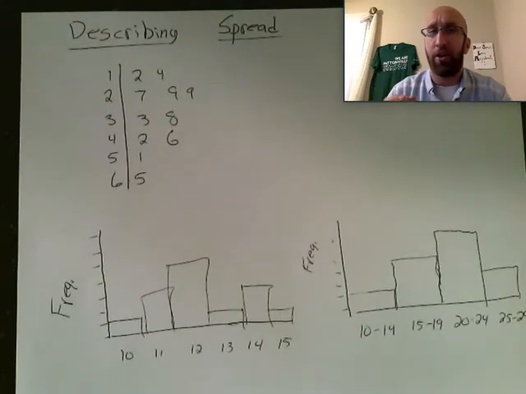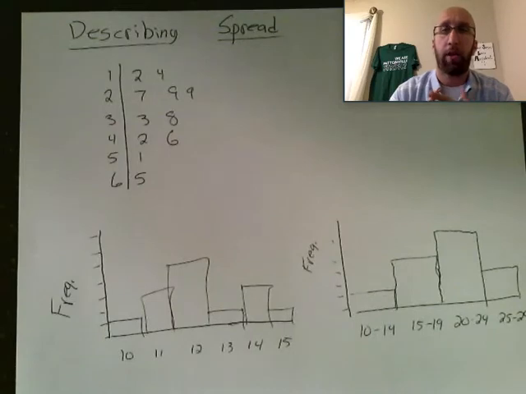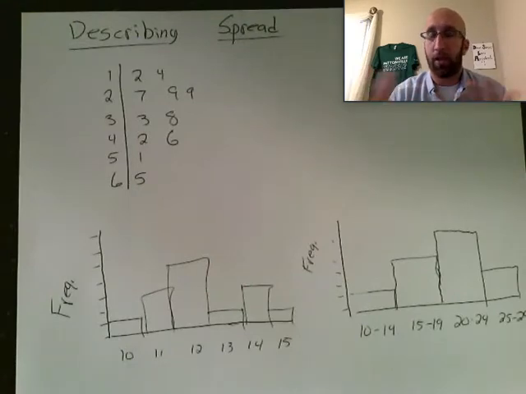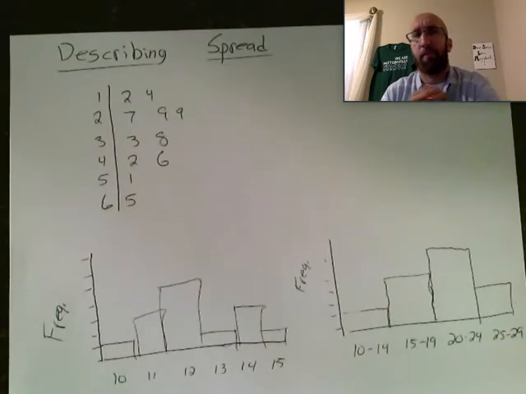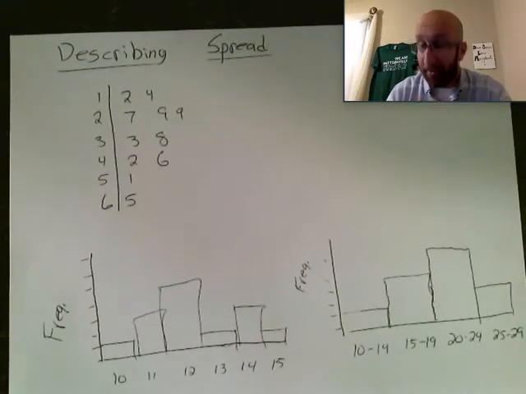So in this video series, we've talked about shape and how to do that. We've talked about outliers, center, and now in this video, we're going to talk about spread. So we're just going to talk about what things you can say about spread depending on the type of graph you get. Starting out, stem and leaf plot.